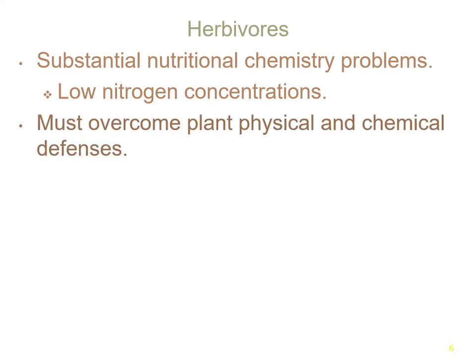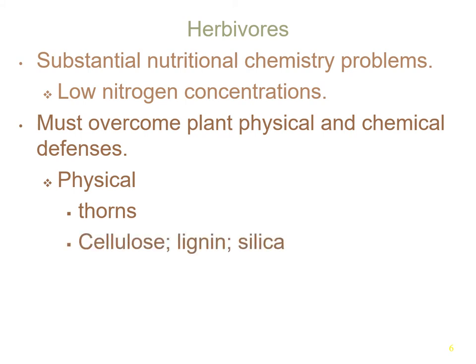In addition to just being able to consume the amount of plant material you need, the plants don't necessarily want to be consumed. So the plants have a lot of physical and chemical defenses. They might be thorny, so that it just might be difficult to eat them. They might have chemicals in them that are difficult to digest, something like cellulose or lignin, which strengthens the tissue, but it's also very difficult to digest cellulose and lignin.